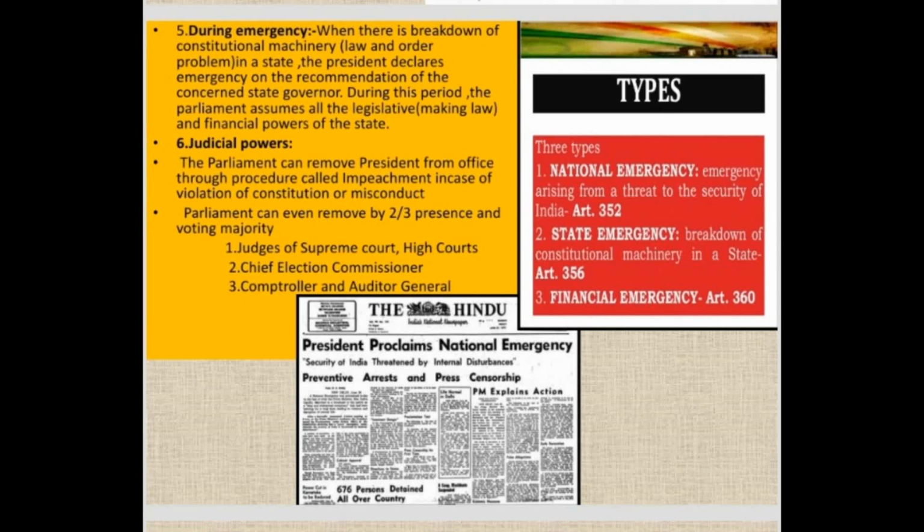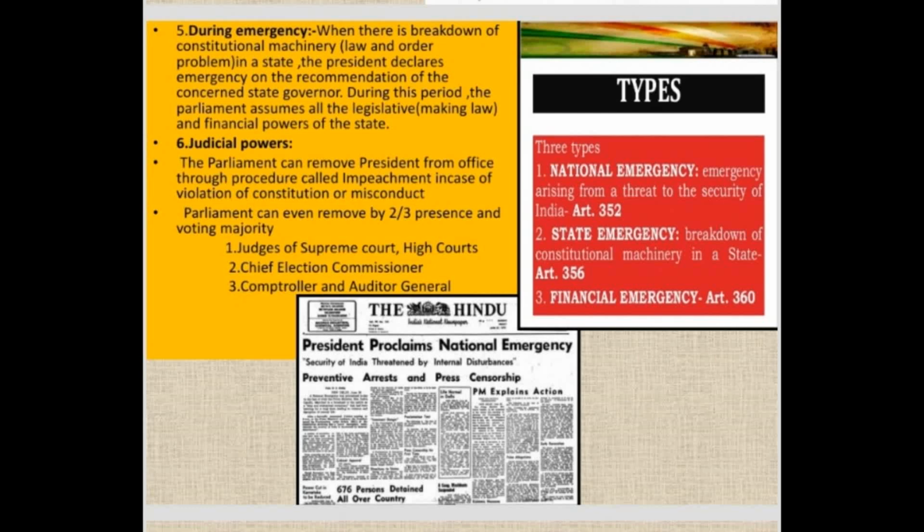Suppose the president of India exercises his duties against the constitutional terms, or is proved of misconduct, then the parliament can remove him through the process of impeachment. Such power is called the judicial power of parliament. The parliament can also remove, with a two-third majority in the house, judges of the Supreme Court and High Courts, including the Chief Justice, the Chief Election Commissioner, and the Comptroller and Auditor General.